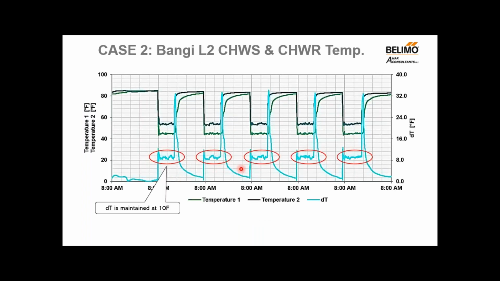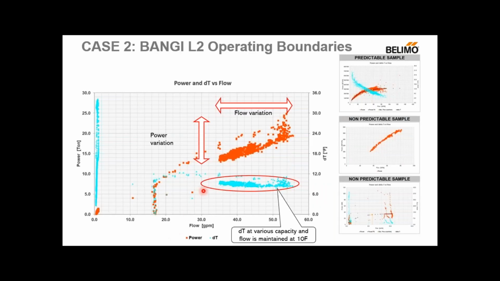Again, you can see that the delta T is found to be constant despite varying flow rates. Bear in mind that this AHU is located further away from the plant. Plotting on the power curve, again, we can see that the delta T at various capacity and flows is maintained at 10 degrees Fahrenheit.